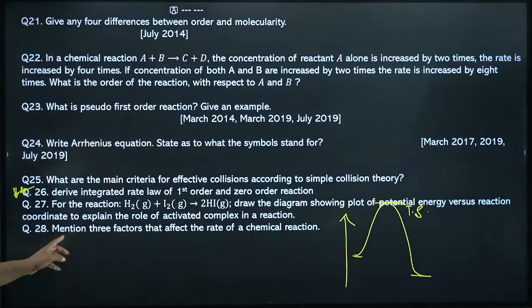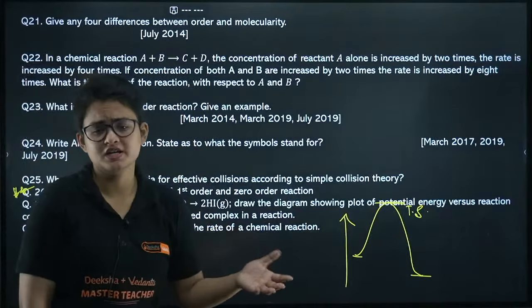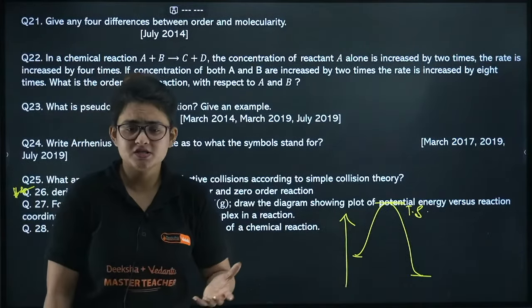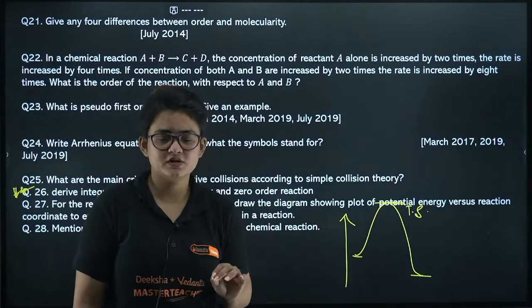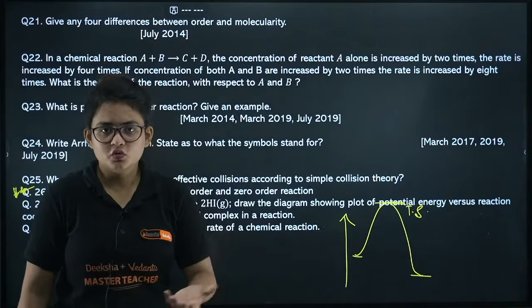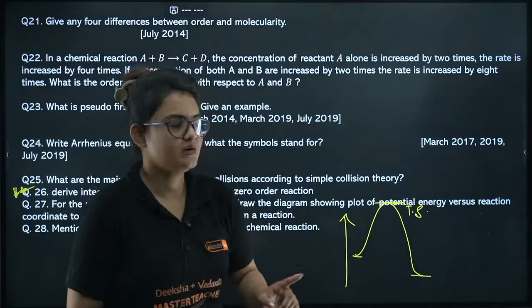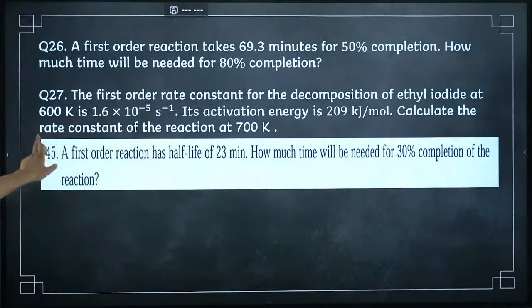Okay, next: mention 3 factors that affect the rate of a chemical reaction. So you can write temperature, the Arrhenius equation a little bit, concentration, and you know, catalyst you can target. Okay, I guess it's clear to you. You understood the zone of the question, I guess.